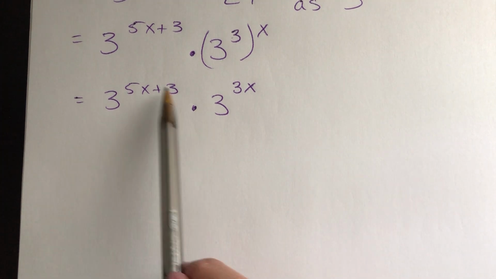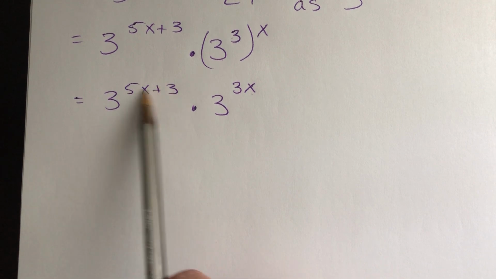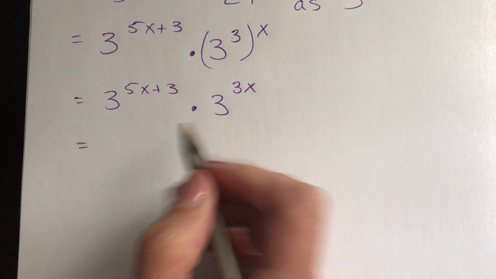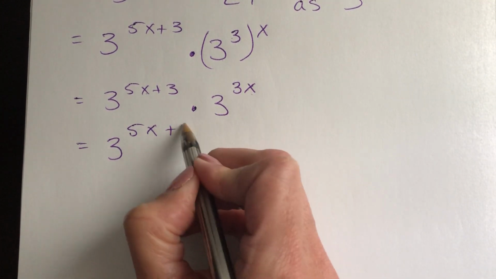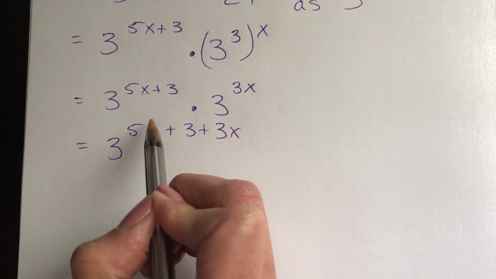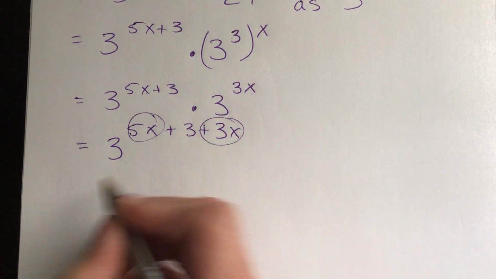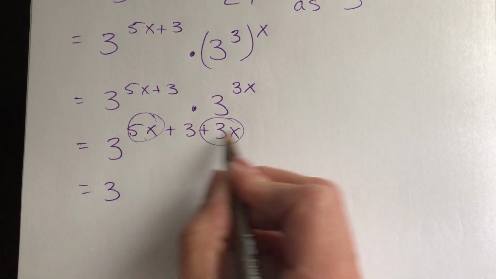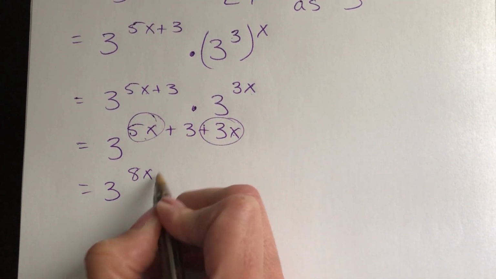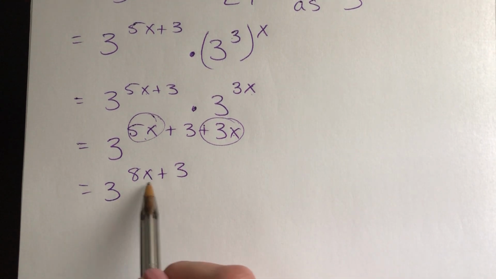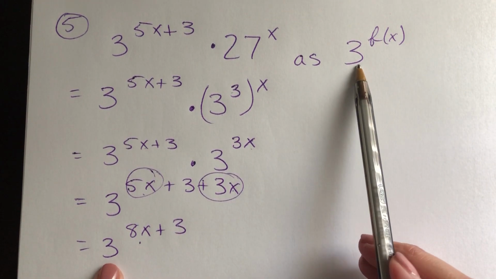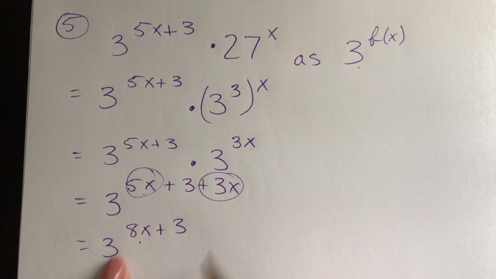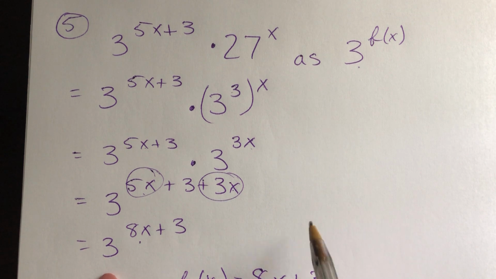And now when we're multiplying, we add exponents. So we're going to add these exponents to simplify it down. Base of 3 and then add your exponents. Combine your like terms. 5x plus 3x is 8x plus 3. So that is your f of x there. Remember, we're trying to simplify it to base of 3. And then the exponent is your f of x. So f of x equals 8x plus 3. And that's your final answer.